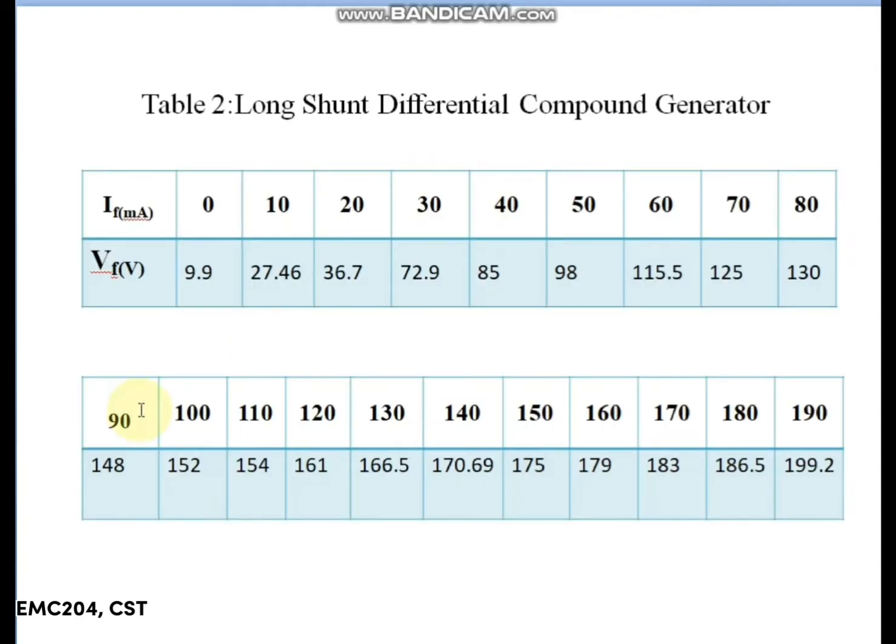So this is the data for our long shunt differential compound generator. Here, when the field current is 0 milliampere, the field voltage is 9.9 volt. And as the field current increases, the field voltage also increases. When the field current reaches 190 milliampere, which is the rated current, the field voltage reaches 199.2 volt.